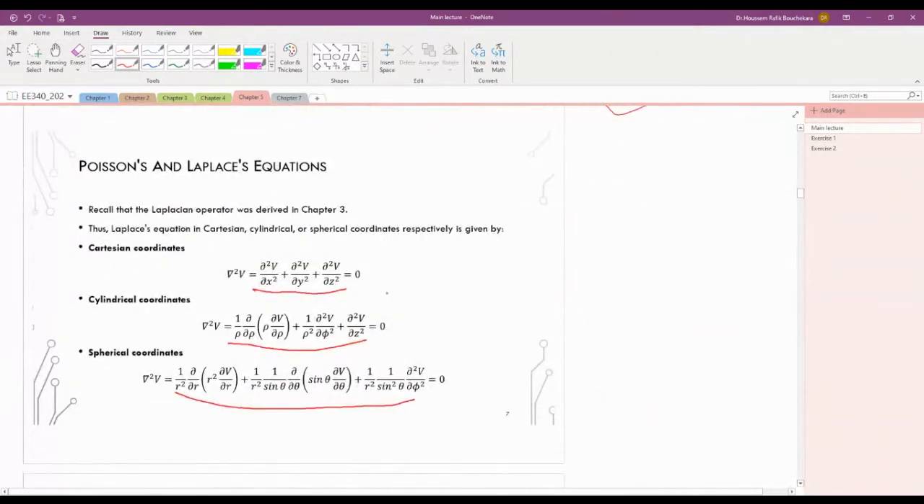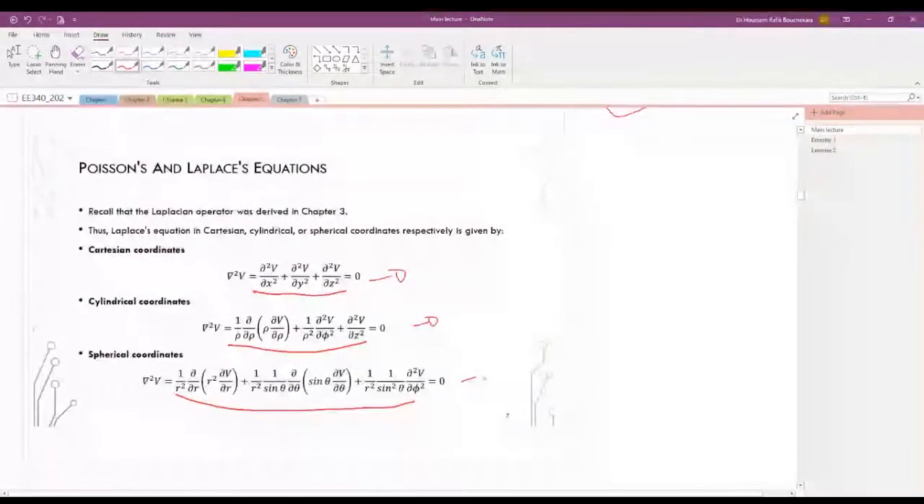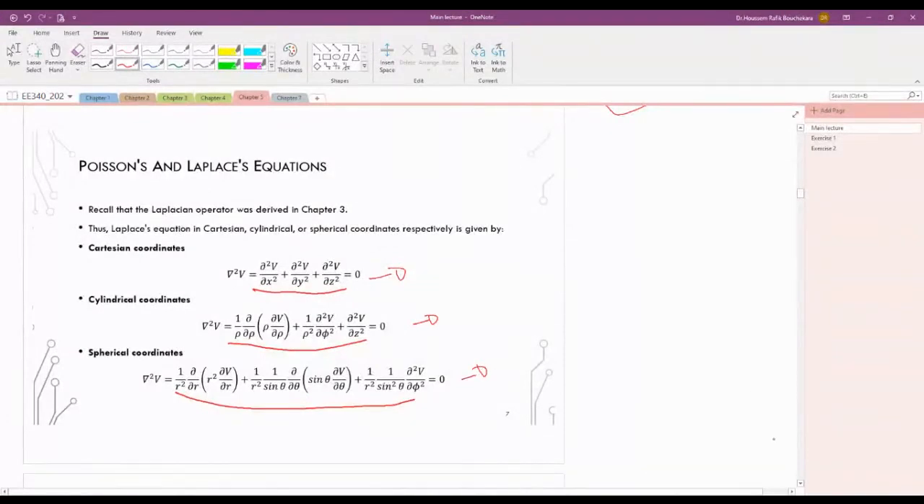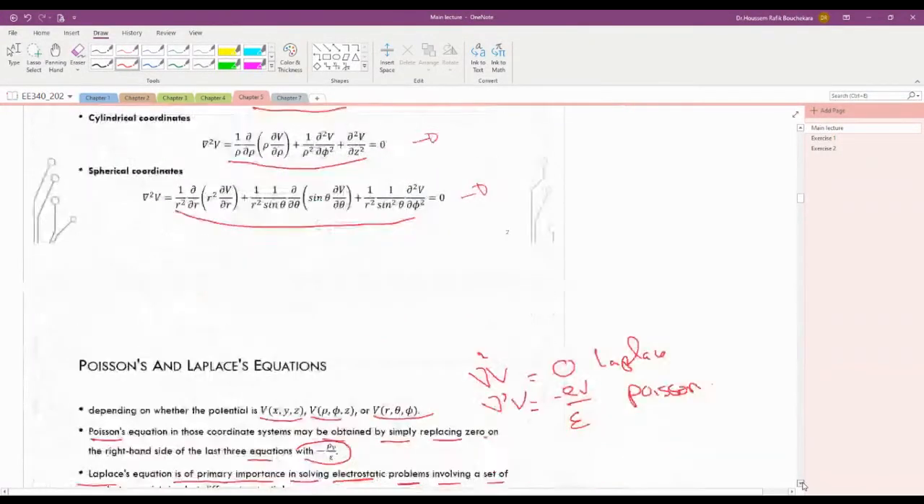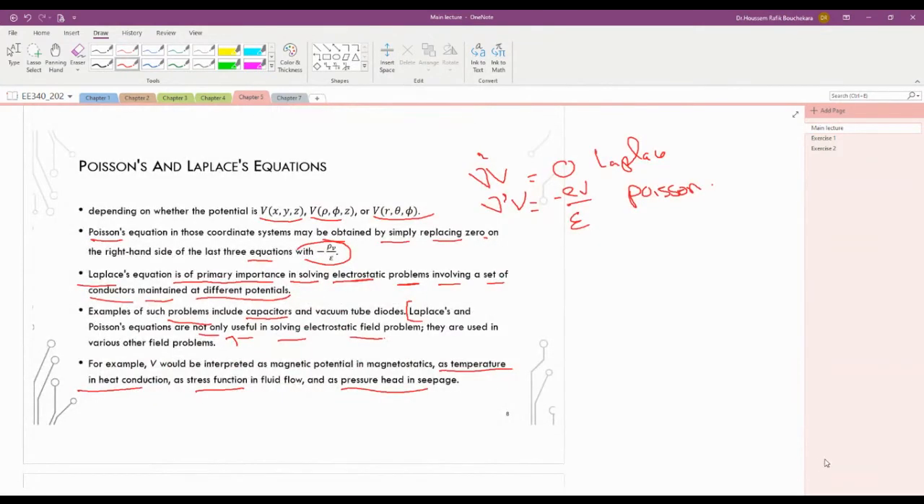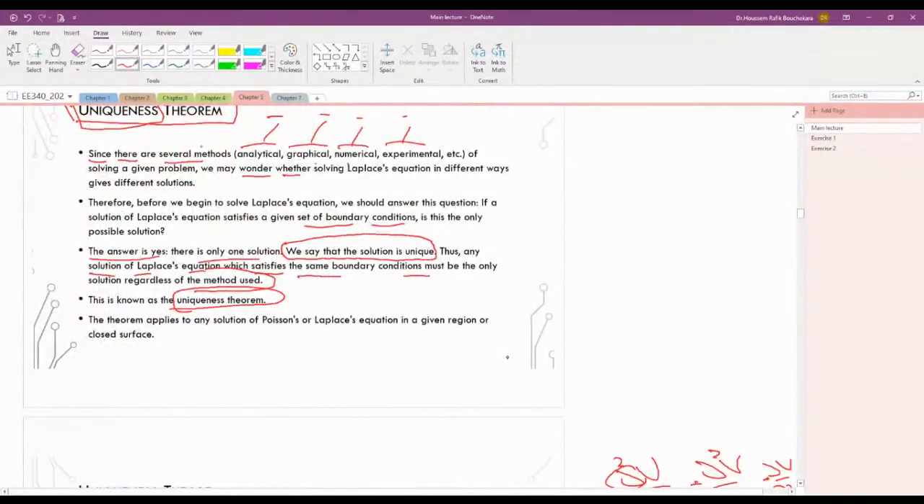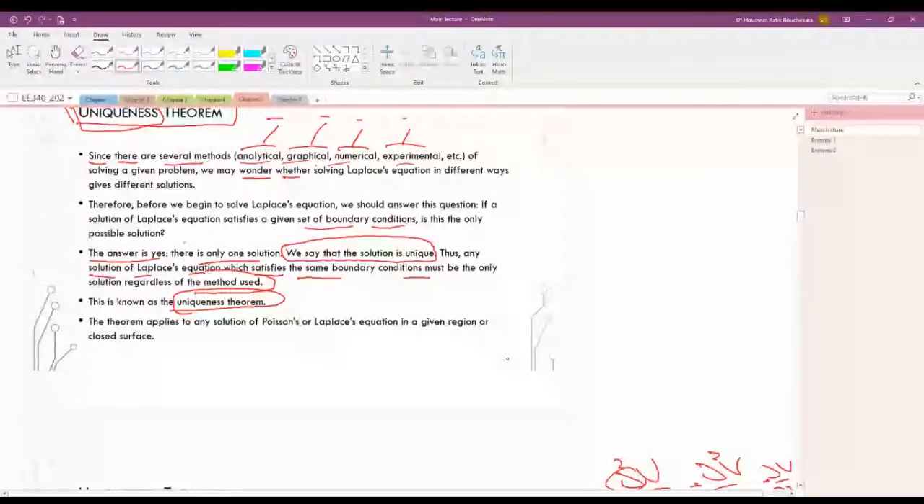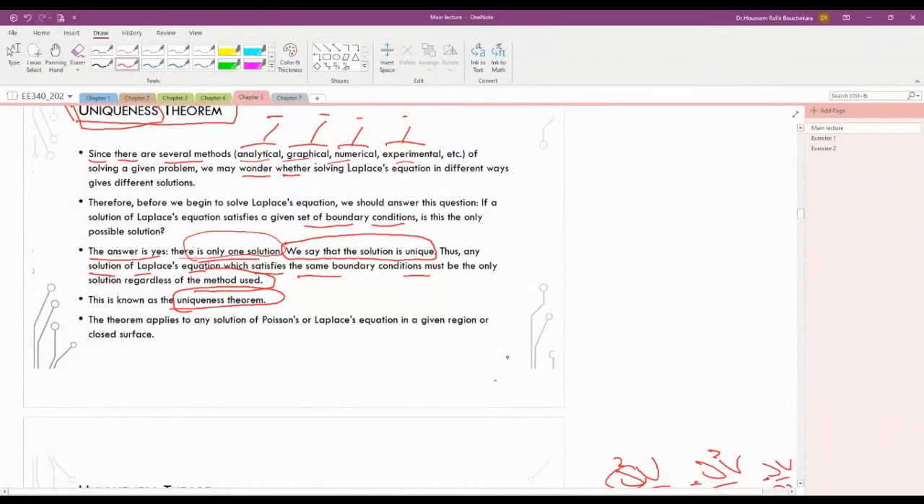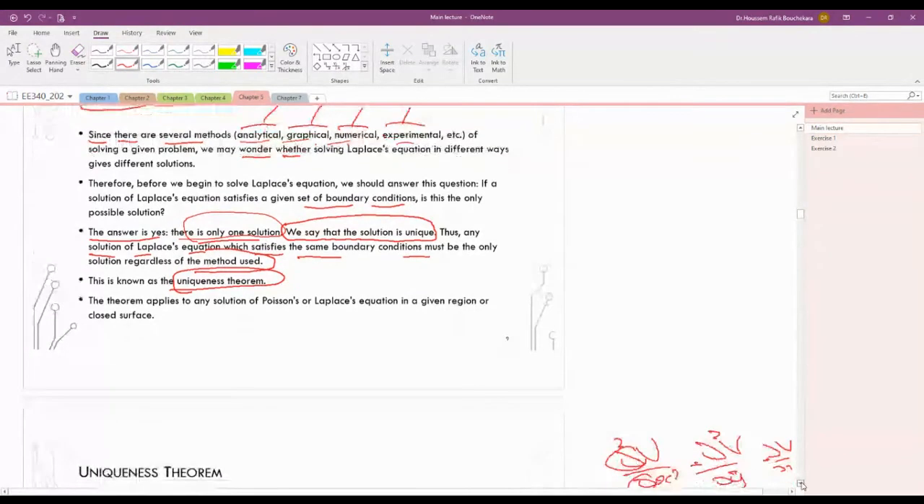We saw the Laplacian in Cartesian coordinates, in cylindrical coordinates and in spherical coordinates. And the last thing we did was the uniqueness theorem. We said that since there are several methods, analytical, graphical, numerical, experimental, there is only one solution. It means the uniqueness of the solution.